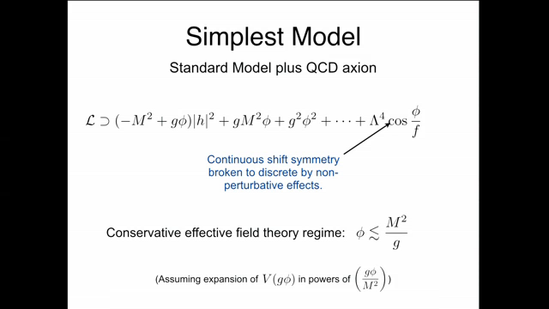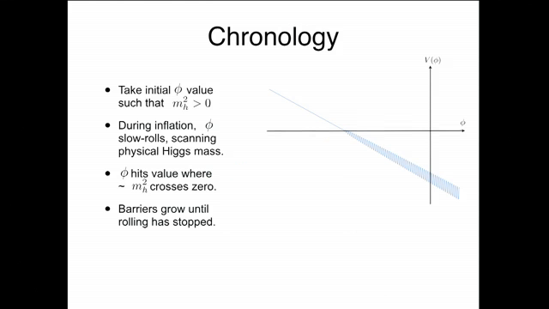And notice that when phi is order m squared over g, it is sufficiently large that it can cancel this large m squared contribution, so potentially making the Higgs mass squared itself tiny, right? And so both those things are required and sort of consistent in the effective field theory. So here's the chronology, okay? How does this model actually work?